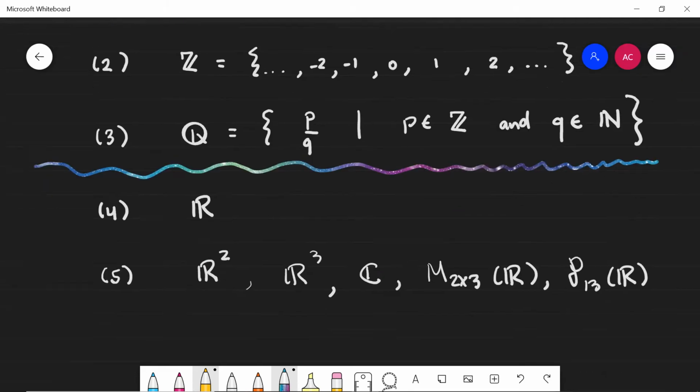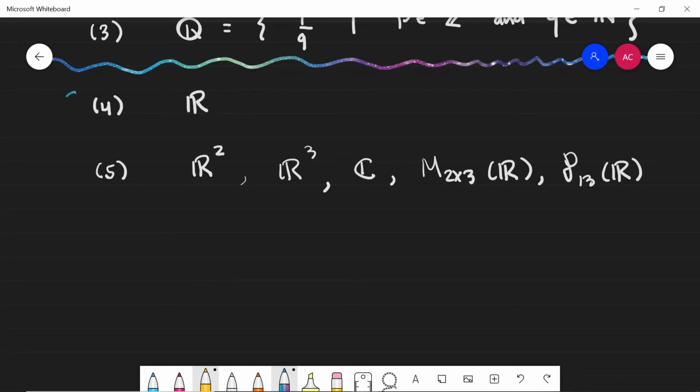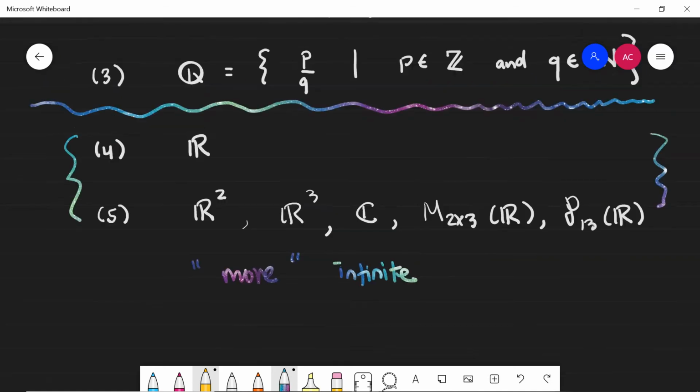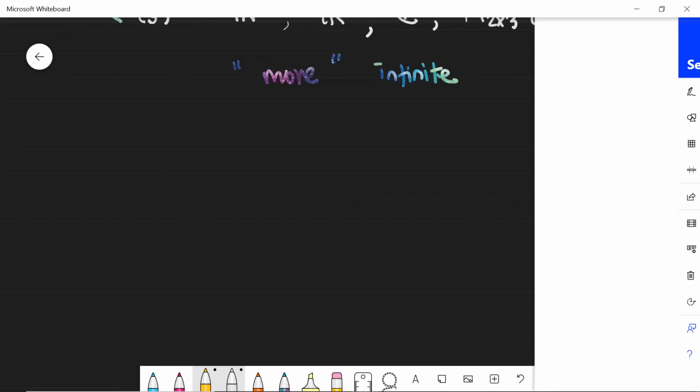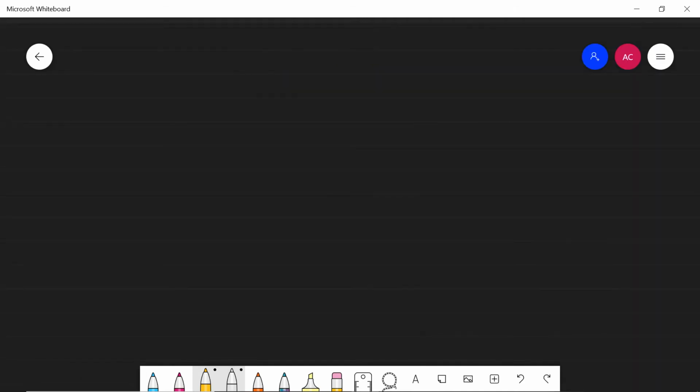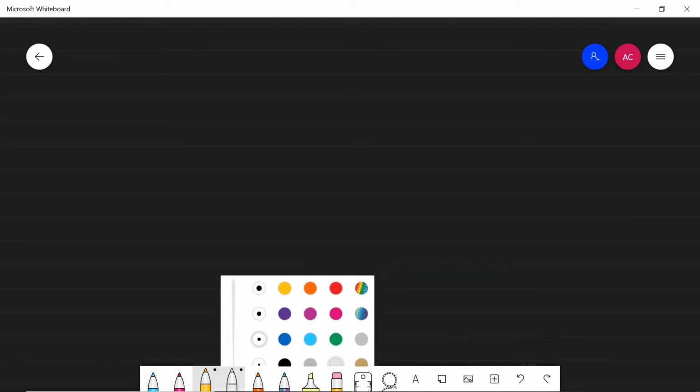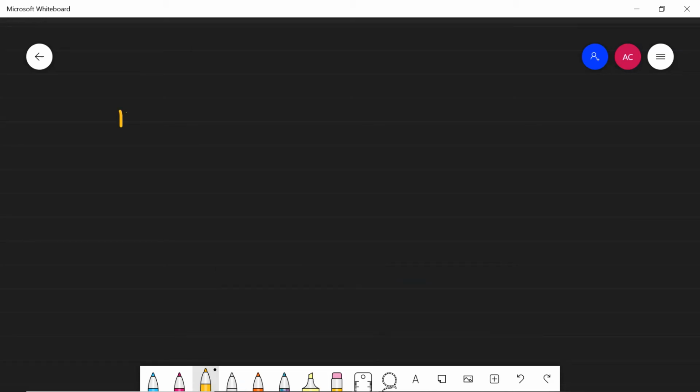So in some sense, these sets here are more infinite. Okay, so let's go ahead and give another heuristic description of this. Actually, let me go ahead and clear this. So an example of a set that is countably infinite is the set of naturals. Over here I'm going to put the set of naturals, versus the set of real numbers.